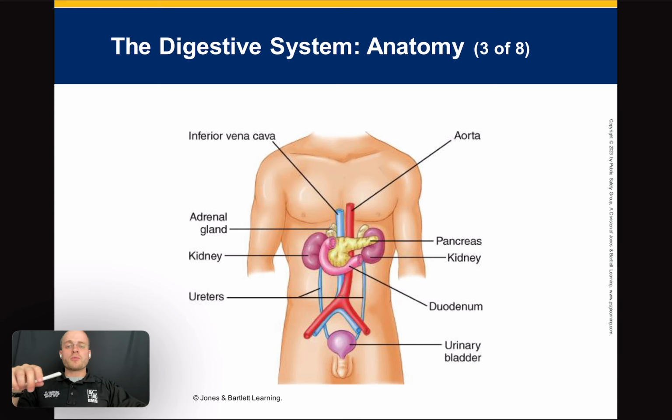Now, I want to point out that I call it the duodenum, but it could also be called the duodenum. So be aware that both are right. I recommend you pick one and stick with it, but both are correct. Okay? Now, here are our kidneys, and on top of our kidneys are these structures called the adrenal glands. These don't have anything to do with digestion, but they do have a lot to do with the endocrine system.